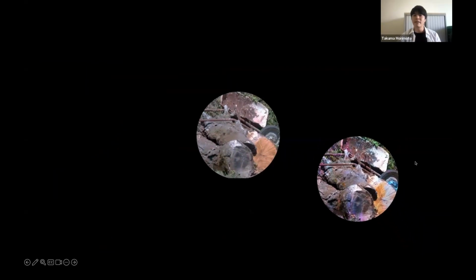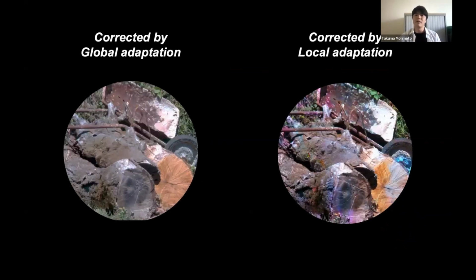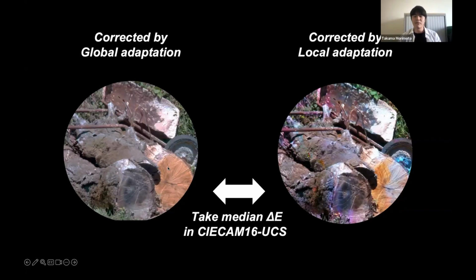So that's what I wanted to evaluate. We are taking this global adaptation on the left as a ground truth, and I wanted to compare pixel-wise delta E in CAM16 space, then took the median value as a metric for the perceptual difference between these two images. Simply put, this is just a way to assess the effectiveness of local cone adaptation.